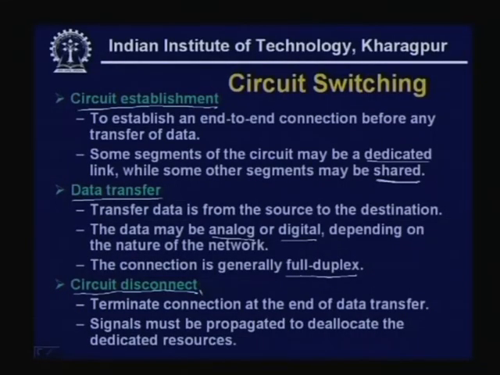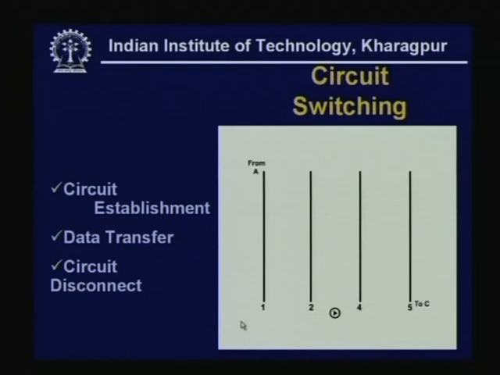And finally, once the data transfer is complete, circuit disconnect is performed that terminates the connection at the end of data transfer. Signals must be propagated to deallocate dedicated resources. So, whatever node, whatever link was established, that deallocation is done. Here it is shown how it is being performed.